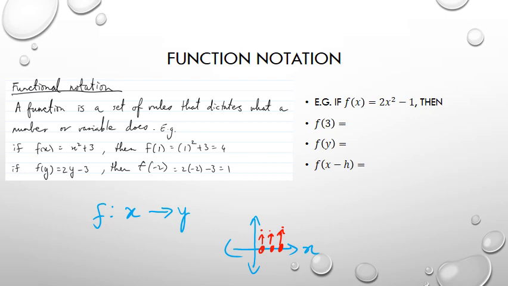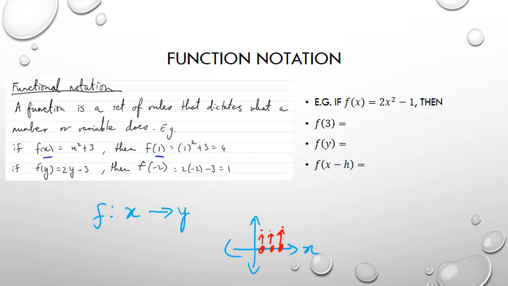Now, all we really need to do, though, when you're given a function notation, is to sub in what you are given in the formula. So if it's f of 1, you sub in 1 into wherever you see x. And then if it says y, then you sub in y. If it says negative 2, you sub in negative 2, etc.